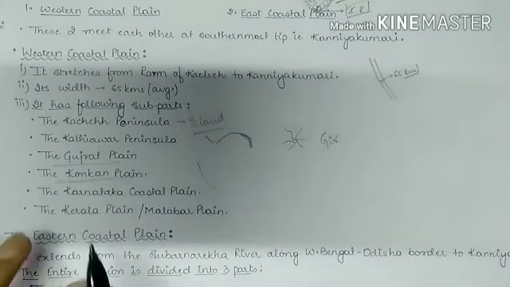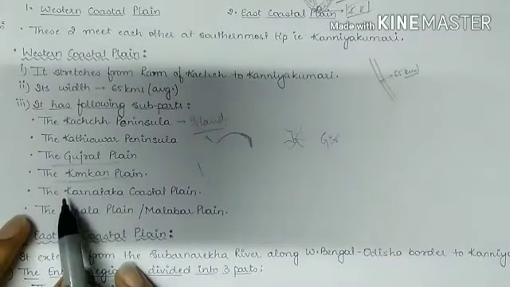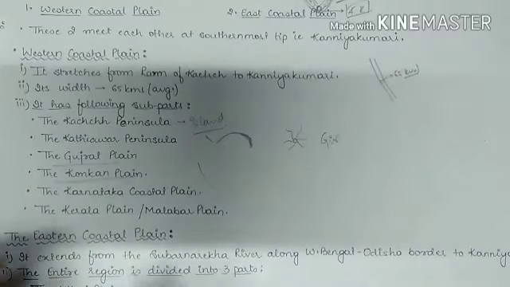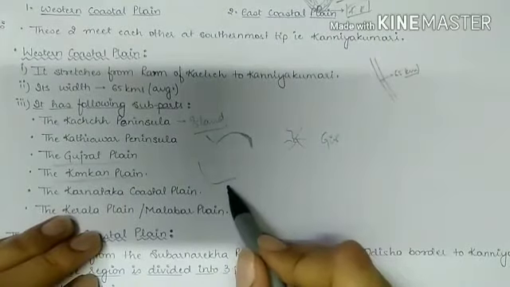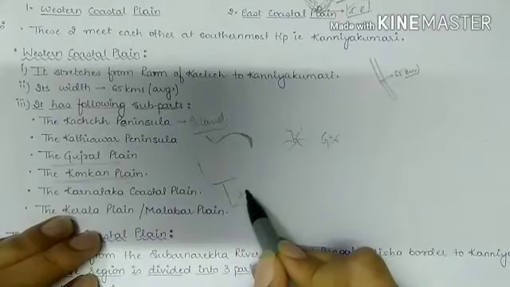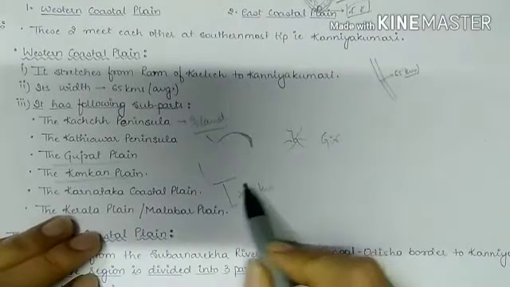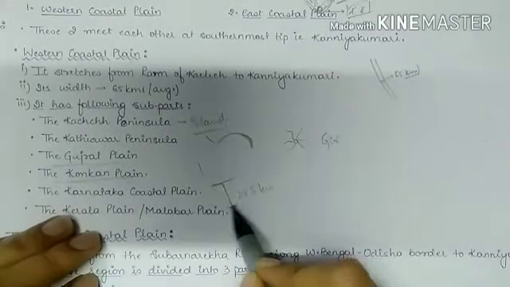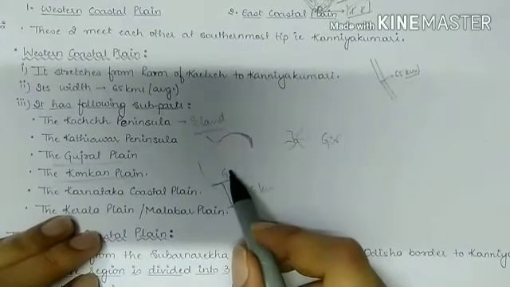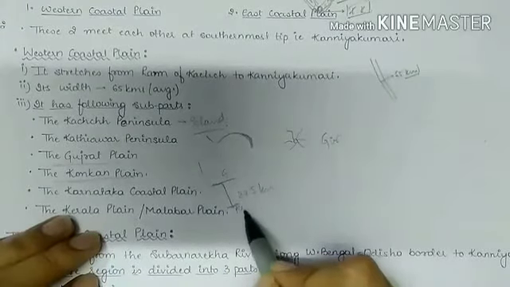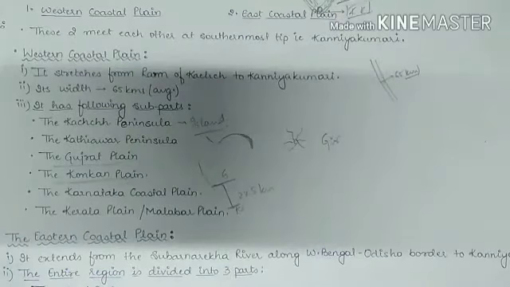After Konkan plain, we have Karnataka coastal plain. Karnataka coastal plain covers a distance of 225 kilometers, and its north part is in Goa, and here it is Mangalore. Okay, so Goa to Mangalore, and this narrow plain has an average width of about 30 kilometers and maximum width is 70 kilometers near Mangalore.